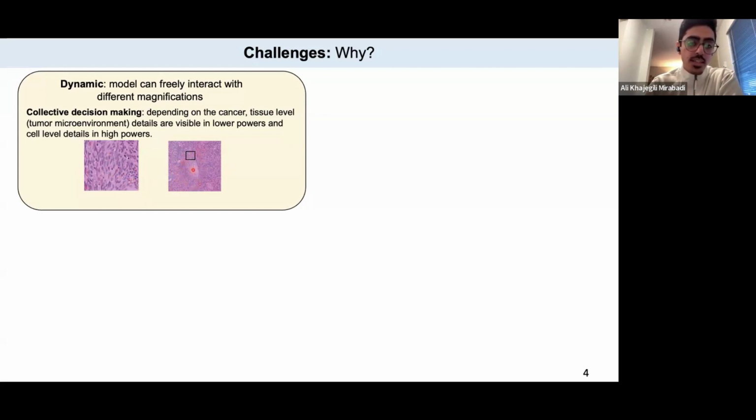Depending on the cancer and subtype, the pattern that they form in the lower magnification can change and can affect the final decision in the higher magnification.